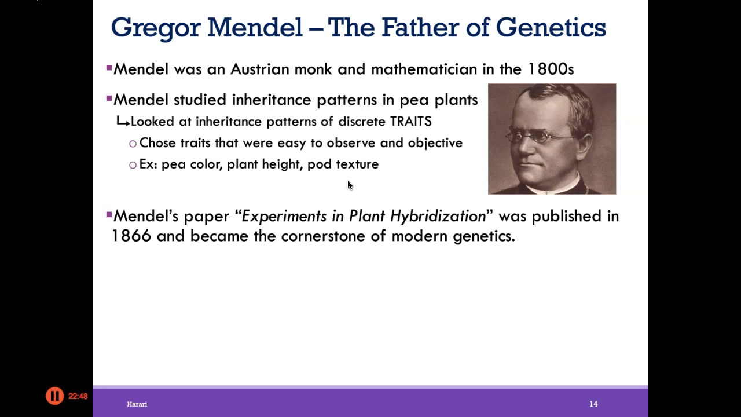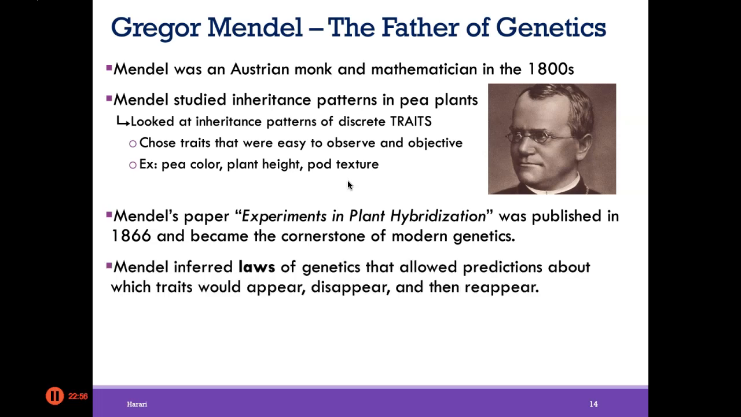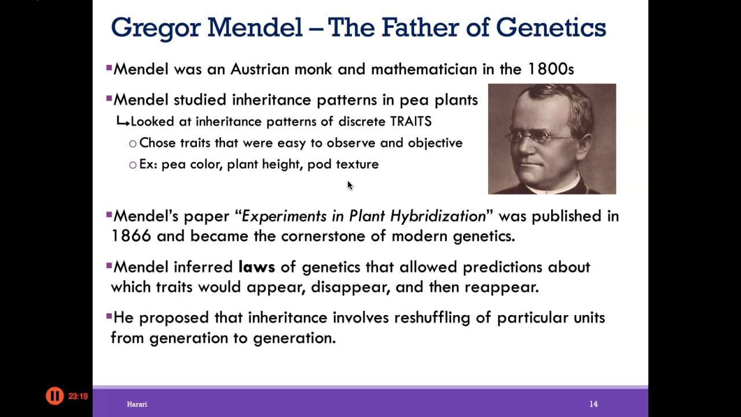etc. And Mendel's paper, Experiments in Plant Hybridization, was published in 1866 and has become the cornerstone of modern genetics. Basically, what Mendel did was he inferred laws of genetics that allowed predictions about which traits would appear, disappear, and then reappear among different generations. So he used math and statistics to predict which traits would appear and disappear and reappear as we trace many different generations. And he proposed that inheritance involves the reshuffling of particular units from generation to generation.